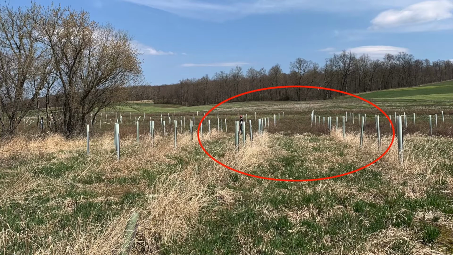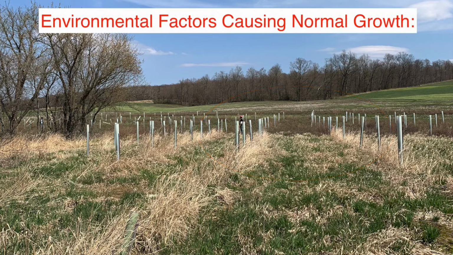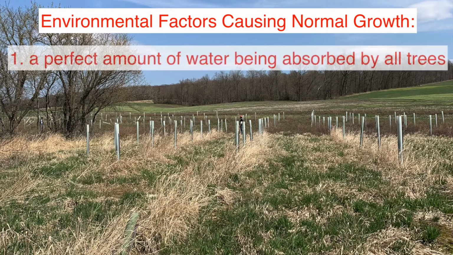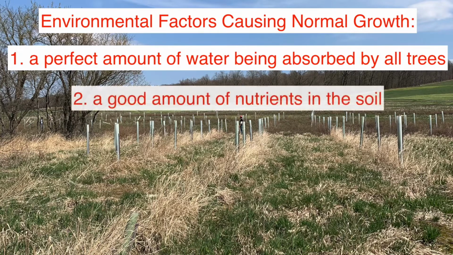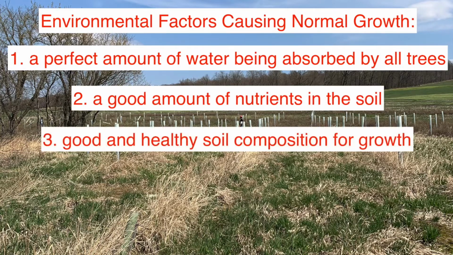In terms of the smaller hill, some factors that could have come from this area include 1. A perfect amount of water being evenly distributed. 2. A good amount of nutrients in the soil. And 3. General soil composition in general.